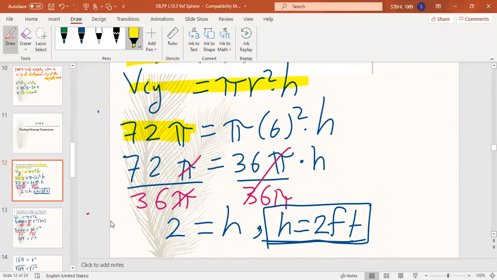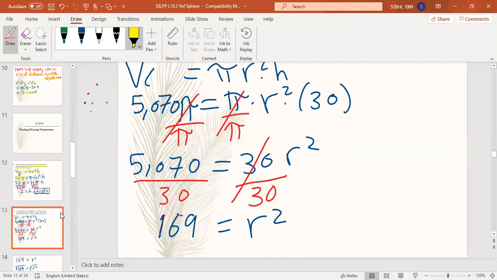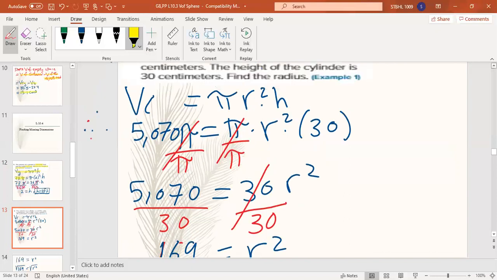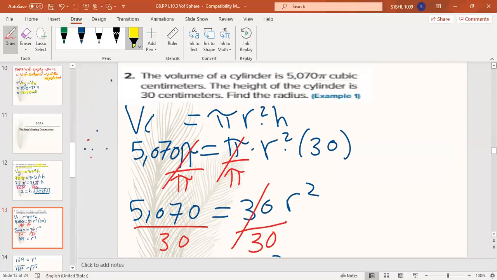One more exercise. The volume of a cylinder is 5070 pi cubic centimeter. So it points to volume of cylinder. I'll go directly and write volume of cylinder formula, which is V cylinder equal pi r squared times h. And what is given here? The given here is h equal 30 centimeter.